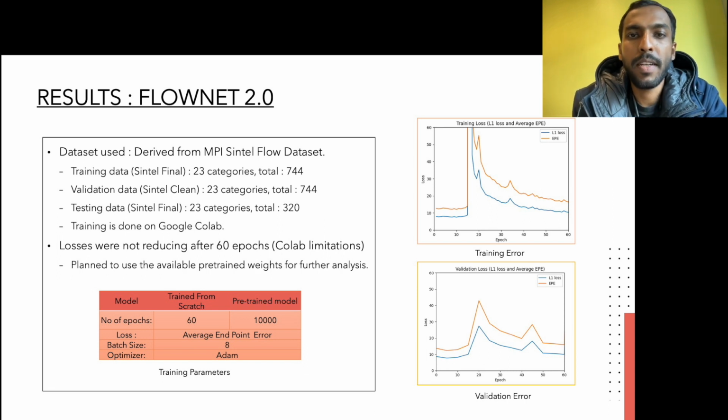So as we explained, we used MBA's Intel Flow dataset for training and testing the network. We used 744 frames and its equivalent flow outputs as training data, and 320 frames and its equivalent flow as testing data. Training is completely done on Google Colab. However, even after 60 epochs, losses were not reducing much, as shown in the figure here. But the pre-trained weights provided by the authors were already giving us good results. Hence, we chose to use that for the further analysis. Training parameters used for the experiments are shown in the table here.